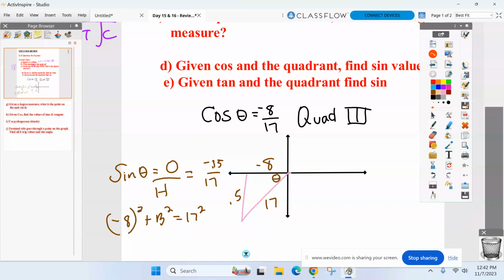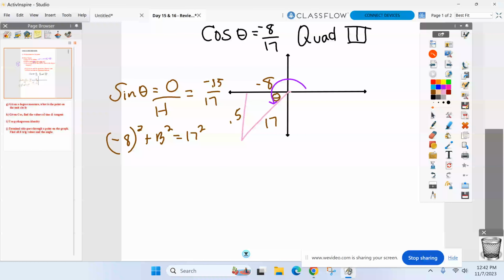Another question that will come up: what if I actually want to find theta now? How many degrees are in theta? What quadrant am I in? 3. So I should be between what two? My answer should be between 180 and 270. How do I get there, though?